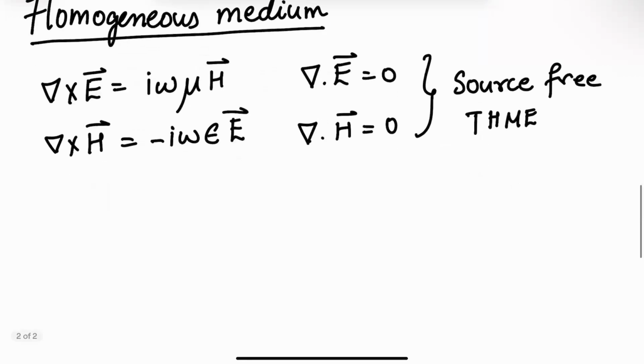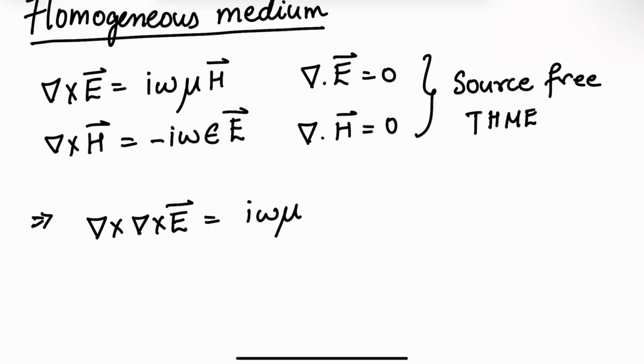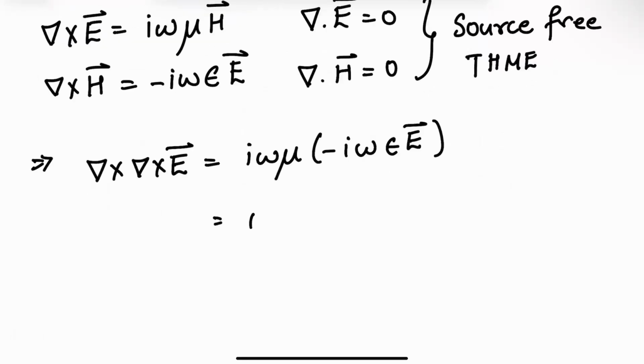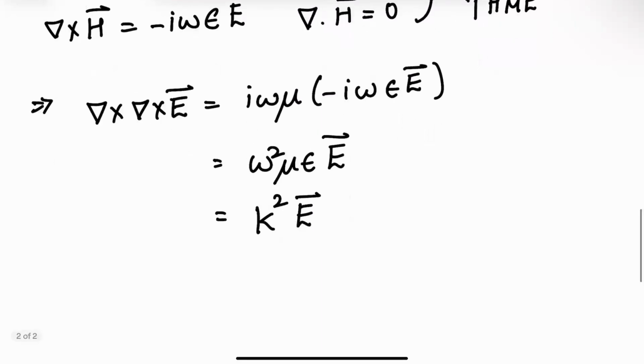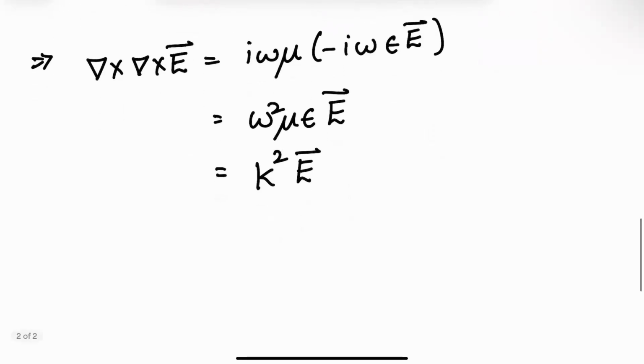From this you can show that curl of curl of E is equal to i omega mu curl of H, which is of course minus i omega epsilon E. So this gives me omega squared mu epsilon E, and that I can write as k squared E, where k squared is omega squared mu epsilon.